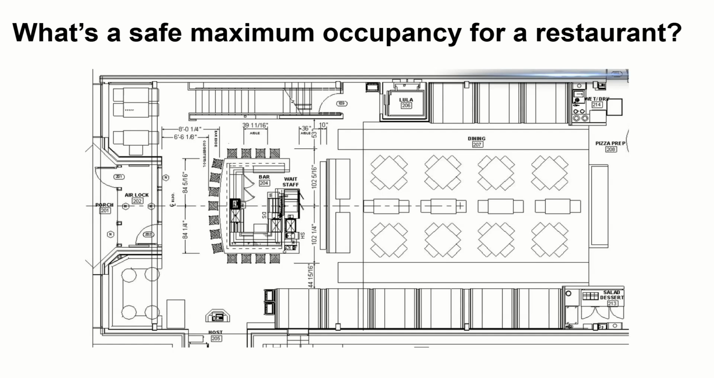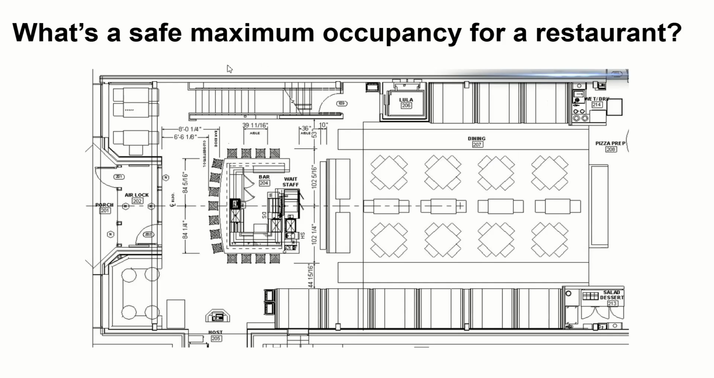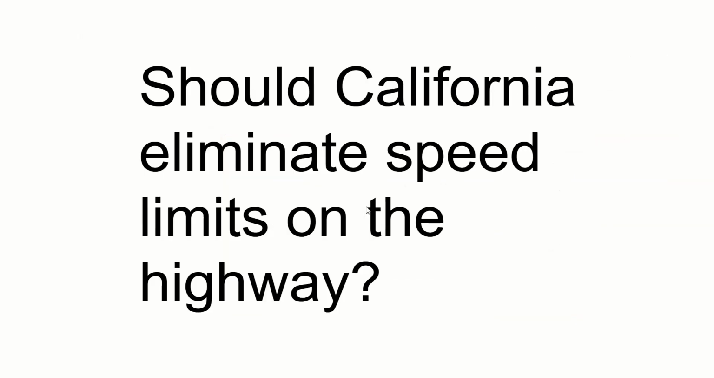So we're thinking about maximum occupancy, but what we're really interested in is something like, what's the maximum number of people that can exit the room in some fixed amount of time, like 1 minute or 3 minutes. So you can go through the same modeling process. You can think, okay, we know what we're trying to predict: how many people can exit the room in 3 minutes. What is going to be related to that?